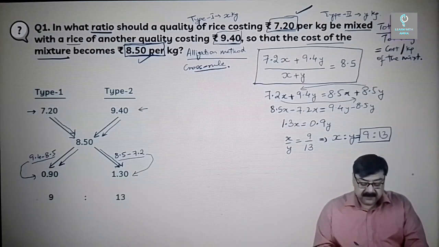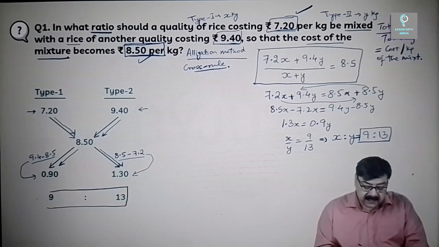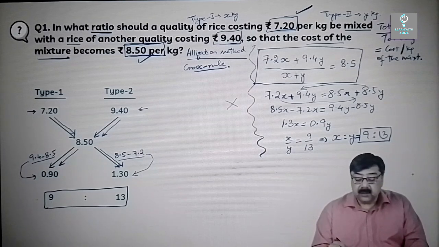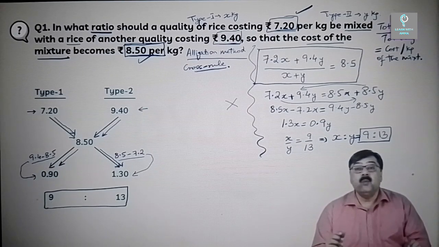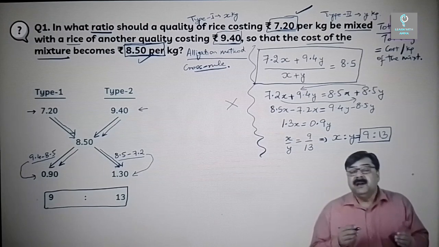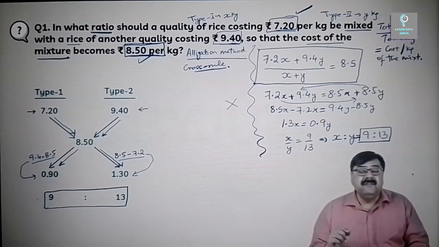So here itself we get the ratio 9:13. There is absolutely no need to work out through such a longer process wherein you will end up writing a lot and doing a lot of rough work.